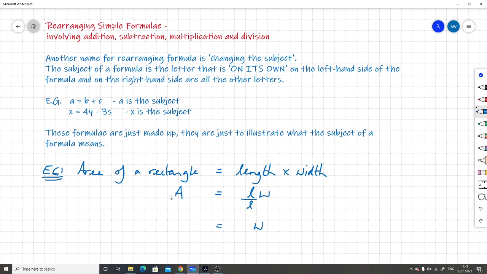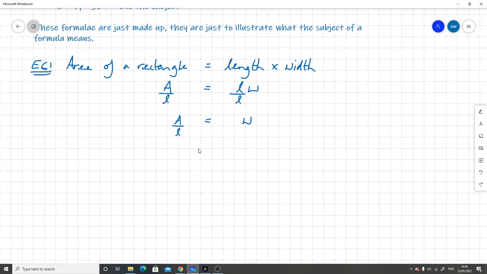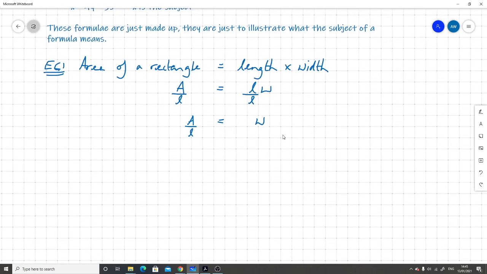Now if we divide this side by L, we need to divide this side by L. Now what's A divided by L? Well, we can't do anything with that. They're not numbers, they're just letters. So it's just A divided by L. So we're almost there. We've got A over L equals W, but I like to have my subjects on the left hand side. That's where they really should be. So I'm going to spin that around now and write W equals A over L.